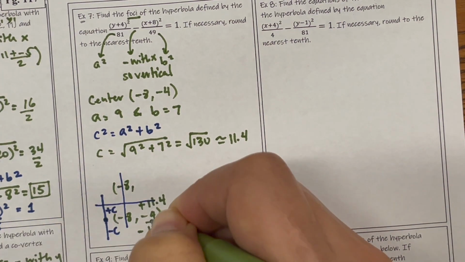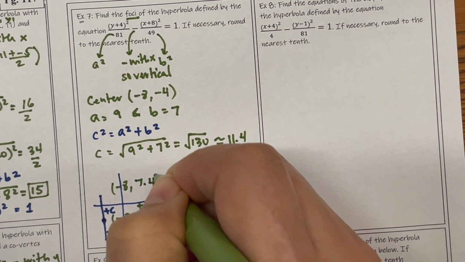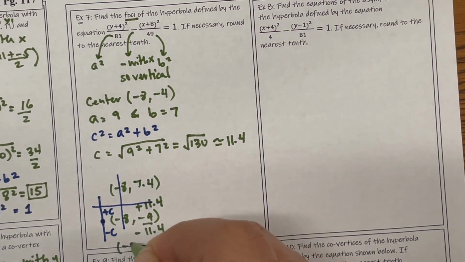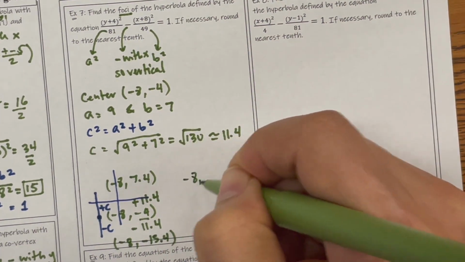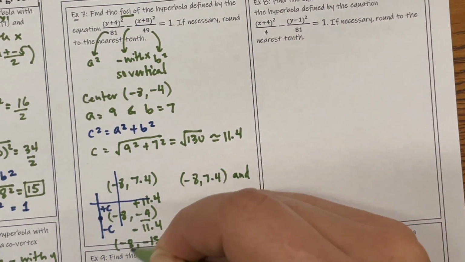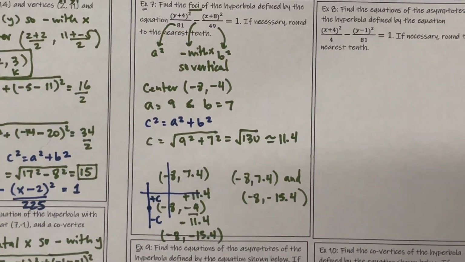And that's going to give me my new foci points, which is going to be -8, -4 plus that is going to give me 7.4, and -4 minus 11.4 is going to give me -15.4. So those are my two foci points. This is a listening check. Color in the foci coordinates.